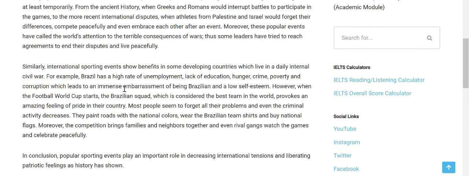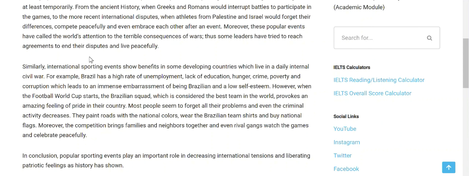Similarly, international sporting events show benefits in some developing countries which live in daily internal civil wars. یعنی میگه موقعی که خودشون تو جنگ‌های داخلی هستن باز شما رو میگن سمت چی؟ سمت صلح. For example, Brazil has a high rate of unemployment, lack of education, hunger, crime, poverty, and corruption, which leads to an immense embarrassment of being Brazilian and a low self-esteem.